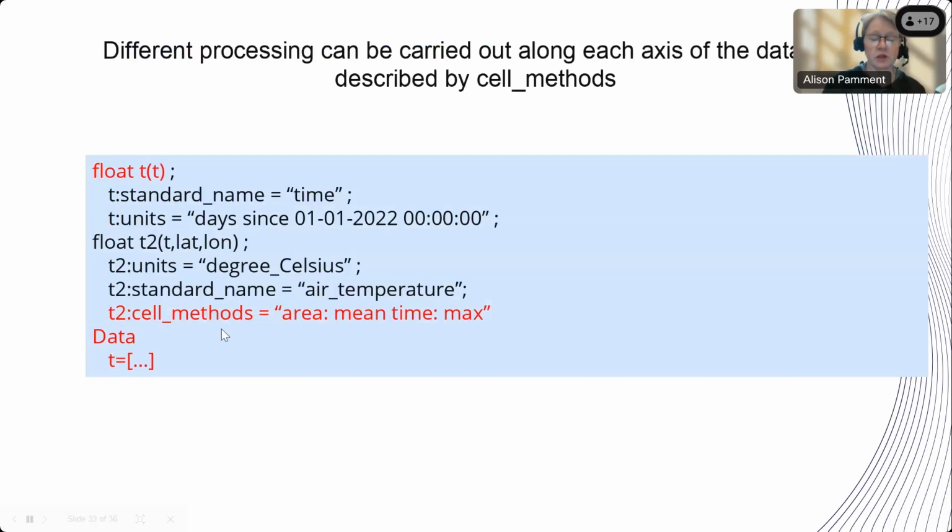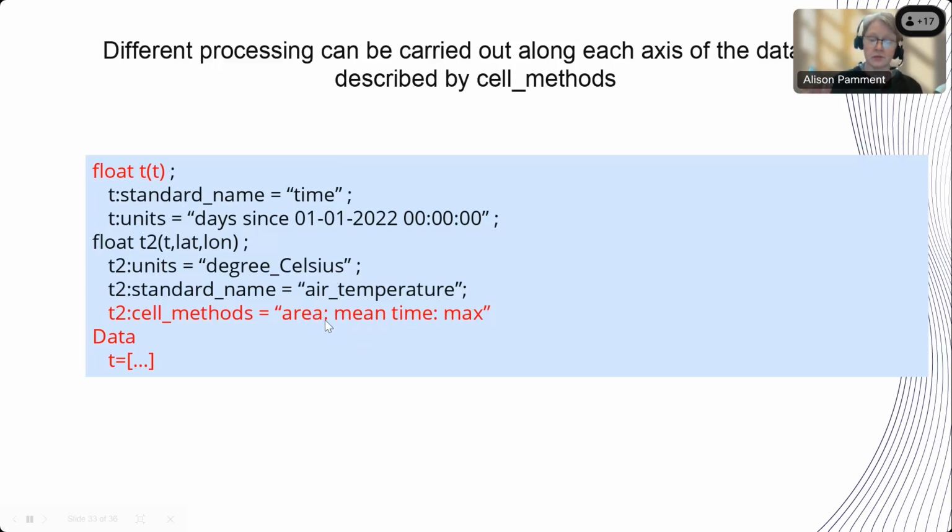Cell methods can also be used to describe different statistical processing on different axes of your variable. So you may have something that's air temperature, which is a mean over area, but a maximum in time. So you can express that in the cell methods attribute. And the order in which you write these from left to right says how you applied those operations.